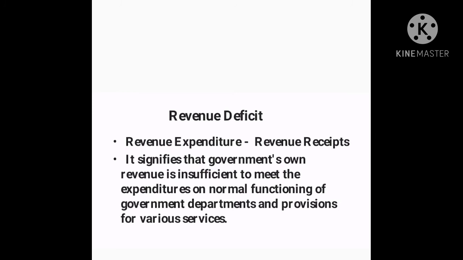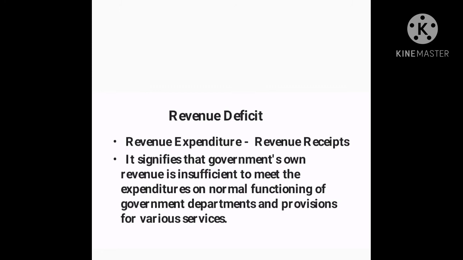Revenue expenditure minus revenue receipts. It signifies that the government's own revenue is insufficient to meet the expenditures on the normal functioning of government departments and provisions for various services. This revenue deficit refers to the surplus of government's revenue expenditure over the revenue receipts. This deficit only incorporates current income and current expenses.